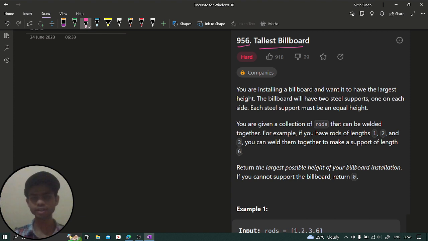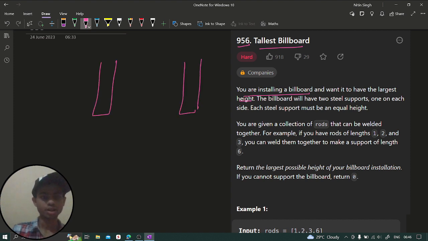Fine guys, now let's see what this problem is. The problem says you are installing a billboard and want it to have the largest height. So we are going to install a billboard, and the billboard will have two steel supports, one on each side. Each steel support must be an equal height. So let's say this is the first and this is the second, so S1 and S2. Now they should have equal height, that they have clearly mentioned.